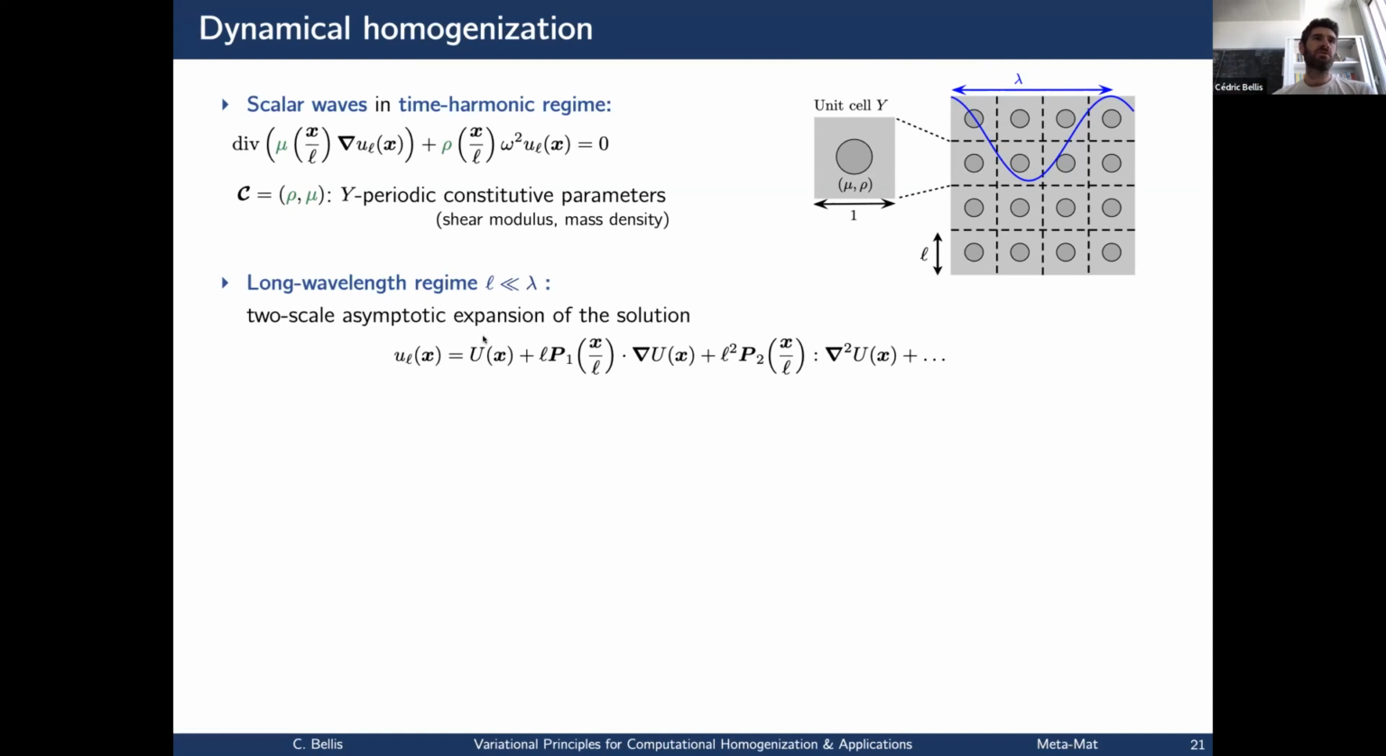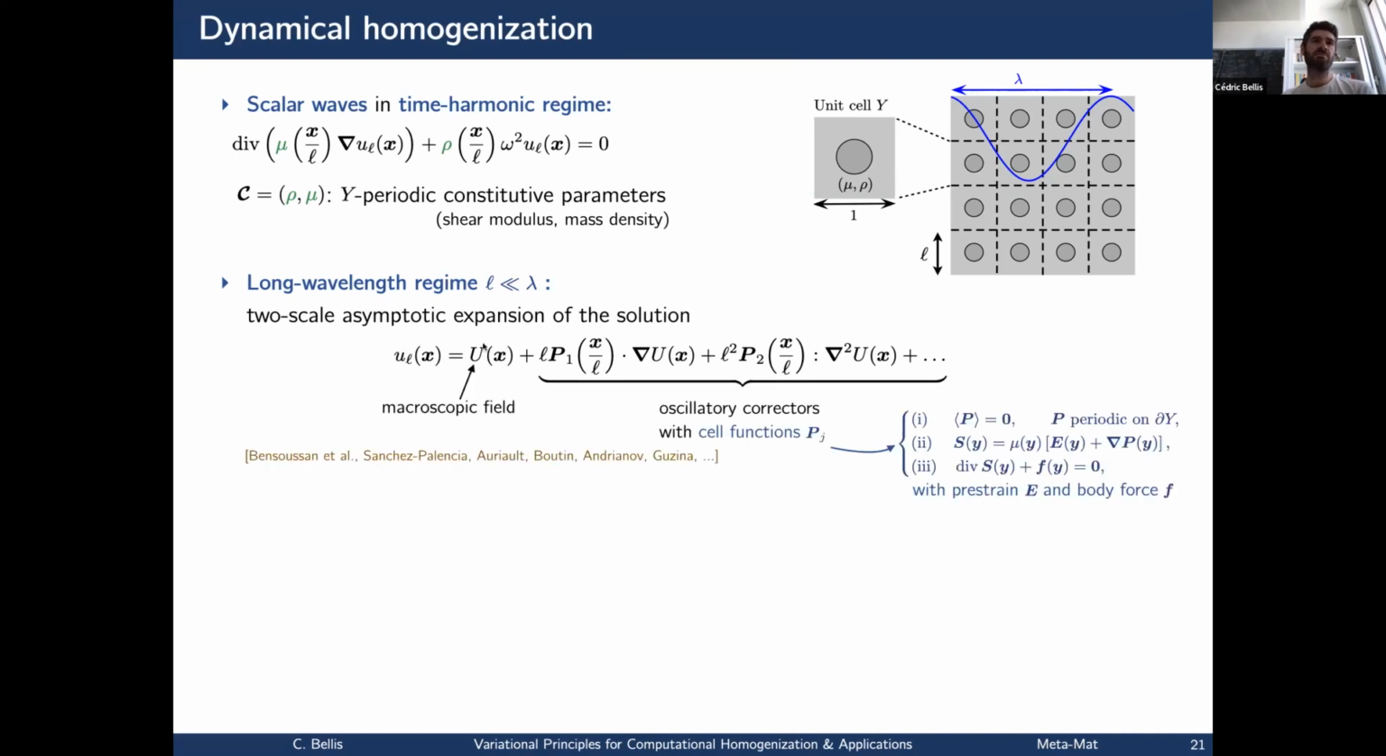And in this context, I can perform a 2-scale asymptotic expansion of the solution u epsilon, the solution to the wave equation. So the solution to the wave equation can be expanded as the macroscopic field, plus some higher order oscillatory correctors, which are given in terms of cell functions, so P1, P2, etc. are some solutions of a cell problem written in a representative unit cell. And these cell problems are static problems that are exactly the ones whose solution I've described in the previous two parts. Okay.